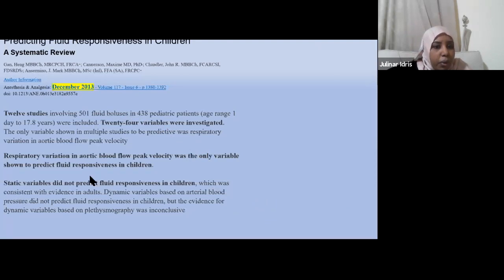Unfortunately, they found only the respiratory variation in aortic blood flow peak velocity as the only variable shown to predict fluid responsiveness in children. The only question that they could not find an answer for was the optimal cutoff value for this peak velocity to predict the fluid response.